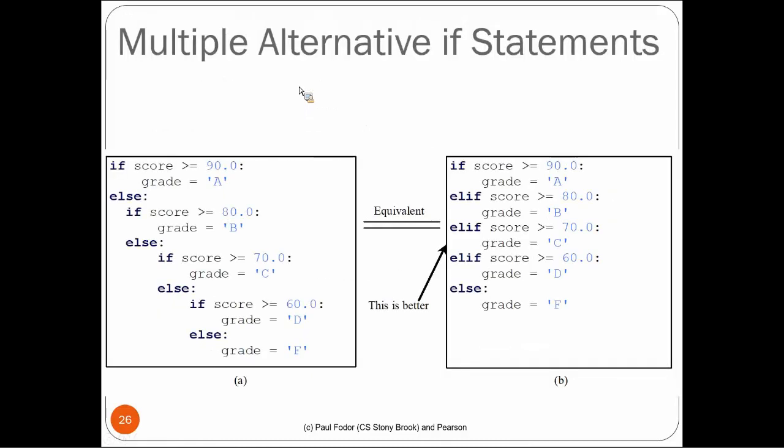If you have multiple alternative if statements, let's assume that we have a cascade of if statements. If the score is greater than 90, then we assign to the grade the value A, a string A. Else, if the score is greater than 80, then we assign to the grade the value B. Else, if the score is greater than 70, we assign the grade the value C. Else, if the score is greater than 60, we assign the grade the value D.